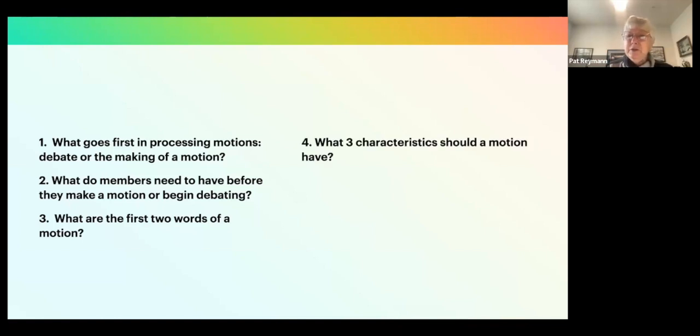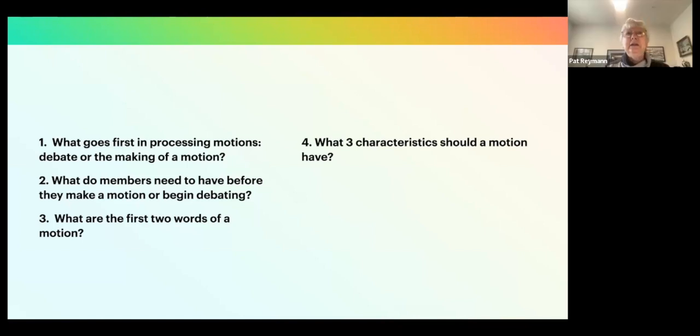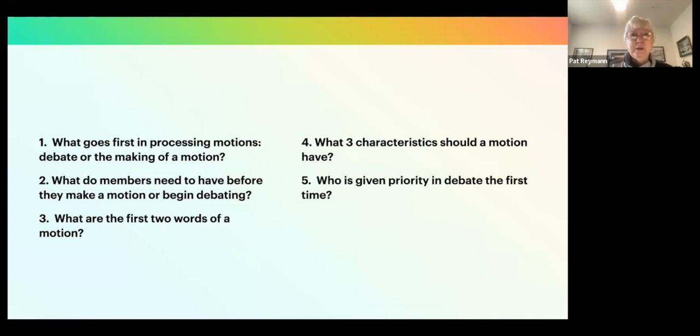What three characteristics should a motion have? Remember the 3 C's? Clear, complete, concise. Very good. Clear, complete, and concise. Yes. Who is given priority in debate the first time? The chair, maker of the motion. Maker of the motion gets to speak first. Correct.